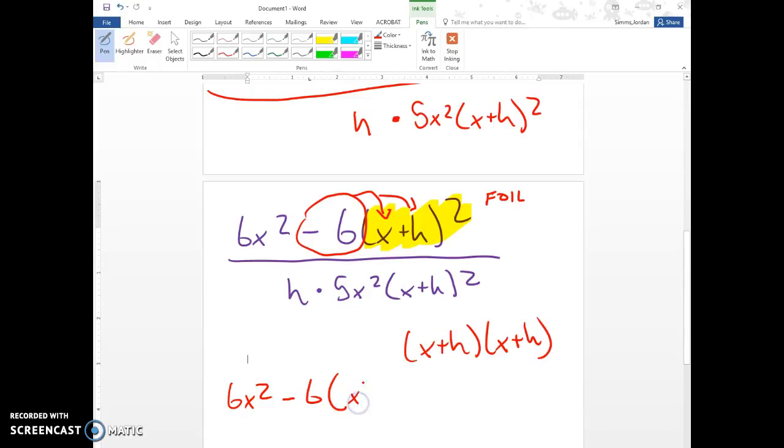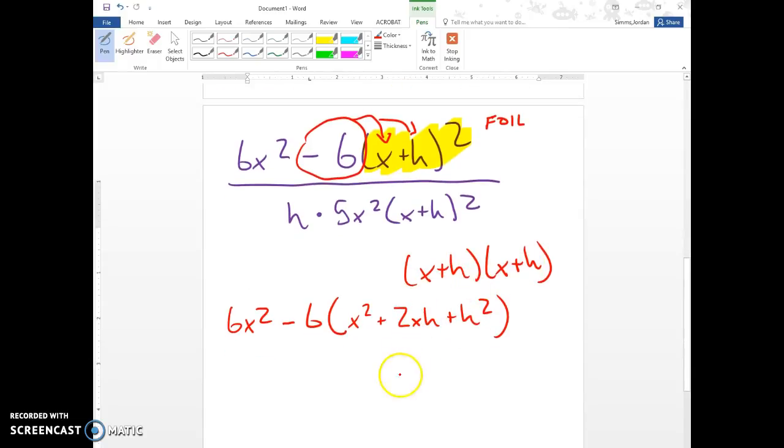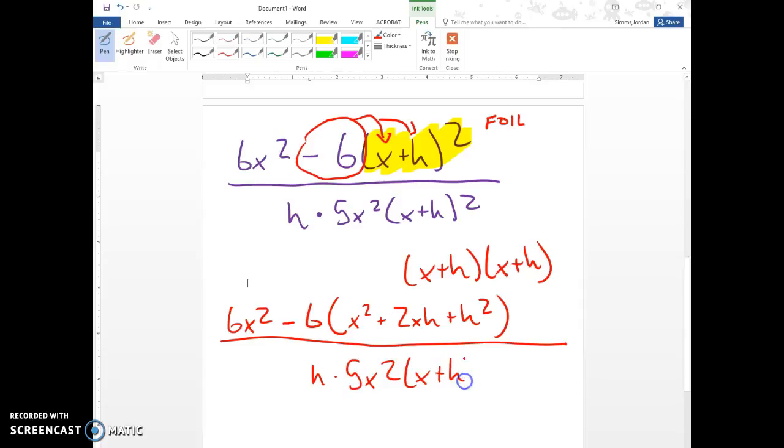That's going to be x squared plus 2xh plus h squared. I skipped the middle step there. I'm just FOILing it first, outside, inside, and last, and I combine the like terms for the two middle ones. And that's still over all of this mess, h over 5x squared, and so on.